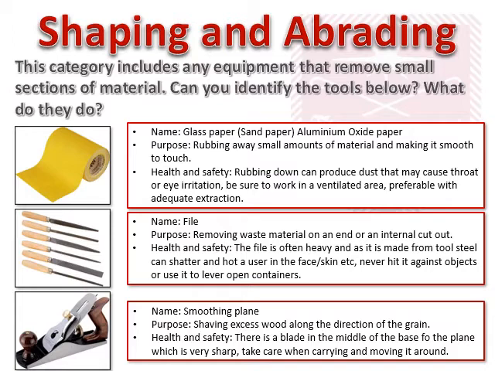Now, smoothing plane here. This is like a razor that shaves off bits of wood off the length of a piece of wood. So it has to be going along the grain, not across it. We'll get into grain when we cover woods. But yeah, and health and safety is a big blade in the middle, so you need to be careful when you carry it around because it's sharp.